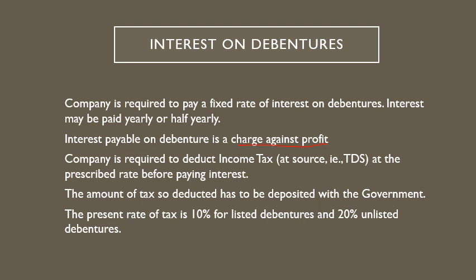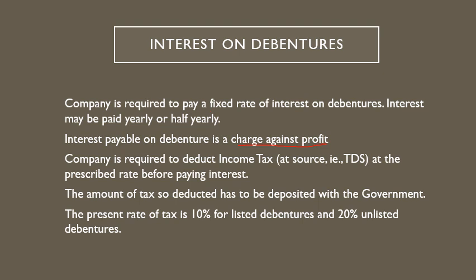And company is required to deduct income tax, that is known as TDS, at the prescribed rate before paying interest. So interest on debenture is a kind of income for those debenture holders. So they have to pay tax on their income. So here the company should deduct the tax amount from the interest before distributing the interest amount on this debenture. Company is required to deduct income tax at the prescribed rate before paying interest to the debenture holders.